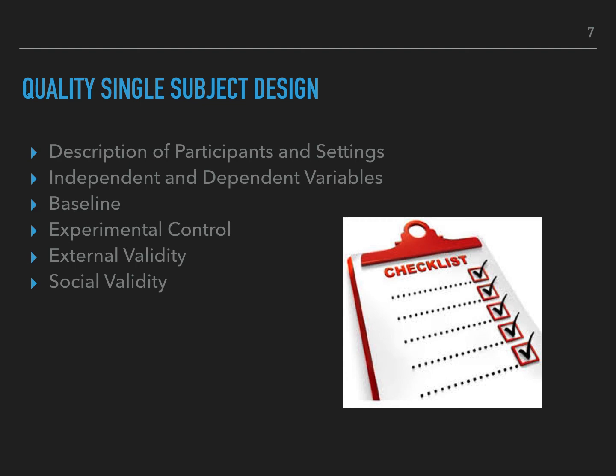Experimental control. The design must control for common threats to internal validity, like testing effects over multiple treatment interference. External validity. Experiments should be replicated across participants, settings, and/or materials. Social validity refers to the social importance and acceptance of the goals, procedures, and outcomes. Researchers look at the magnitude of change in the dependent variable as a practical value of general importance.